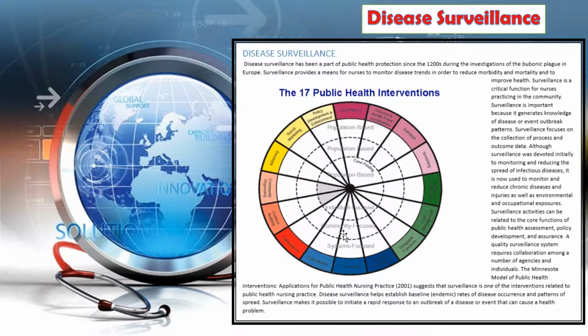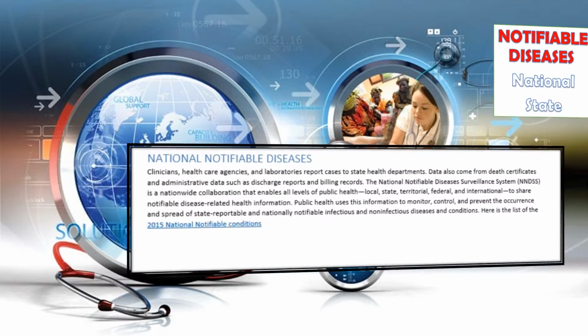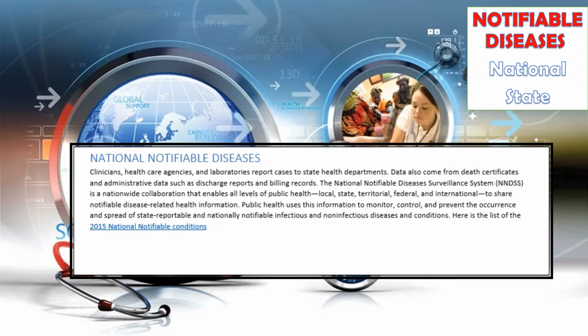Disease surveillance helps us establish the baseline. When there's an endemic, we want to know what the baseline rates of disease are and the patterns of the spread. And surveillance makes it possible to initiate a rapid response to an outbreak or disease with the right interventions. When you think about surveillance data, I always think about lab data in a patient. Let's talk a little bit more about surveillance and what our responsibilities are.